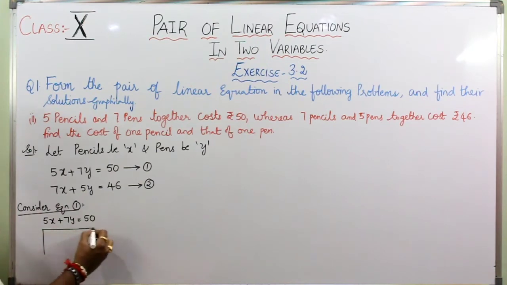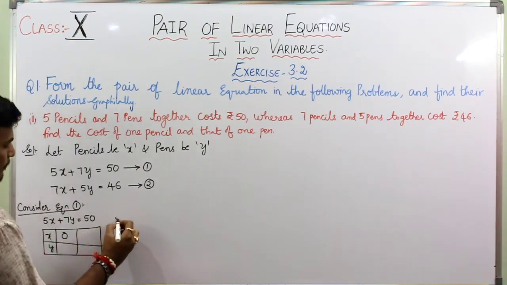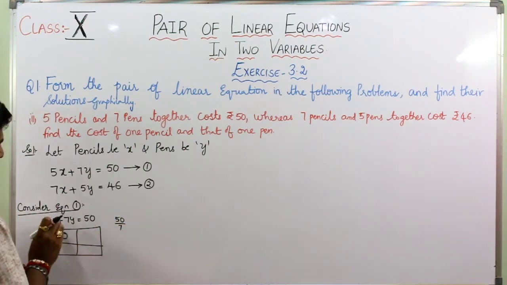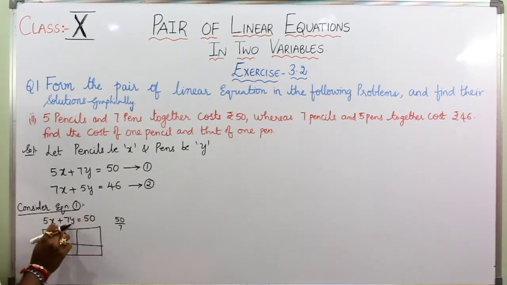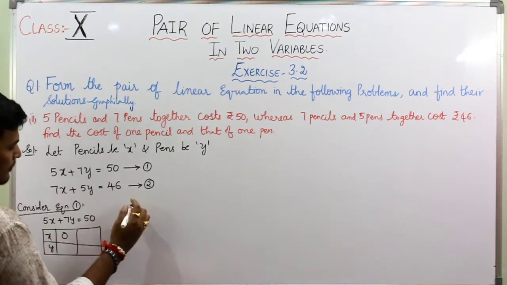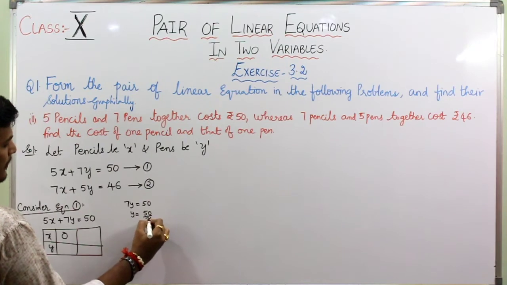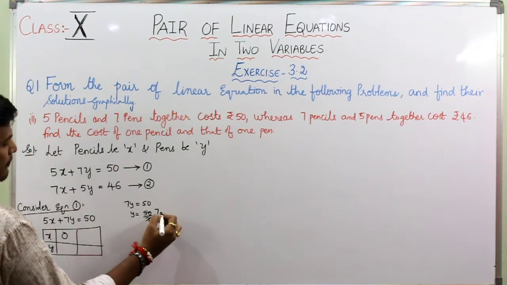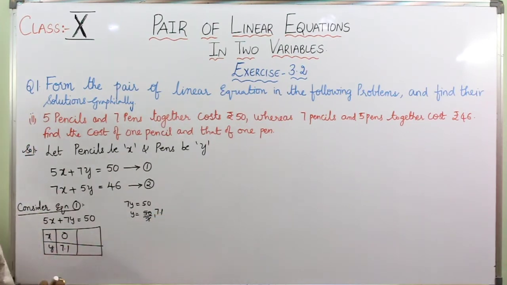Now take x and y values. If I take x as 0, then what will I get? I will get 7y is equal to 50. From that, y is equal to 50 by 7. 7 sevens are 49, so approximately I got it as 7.1.